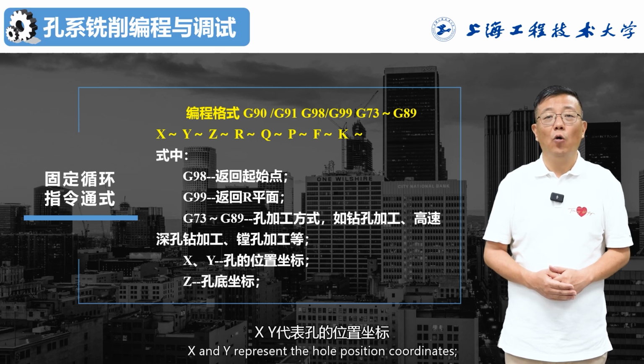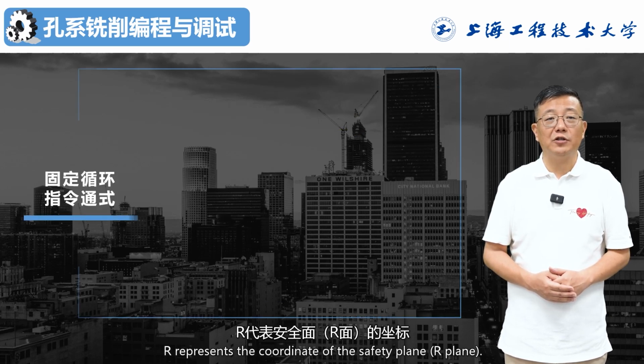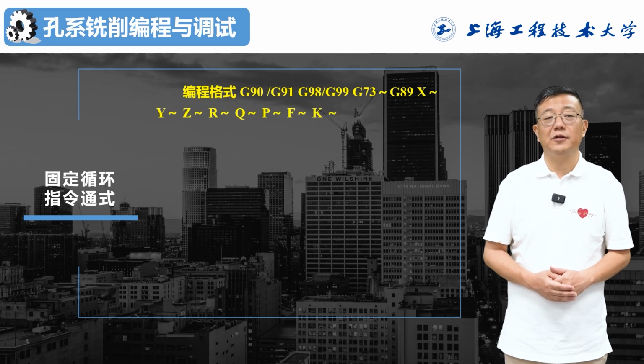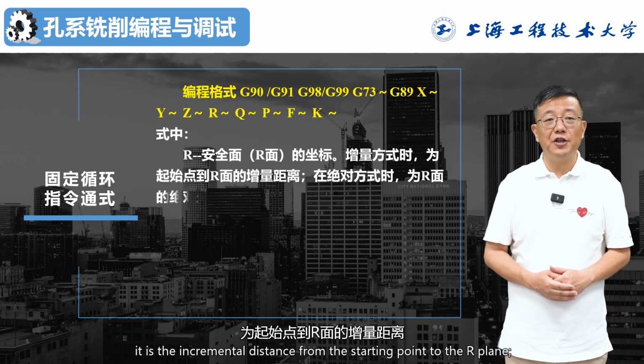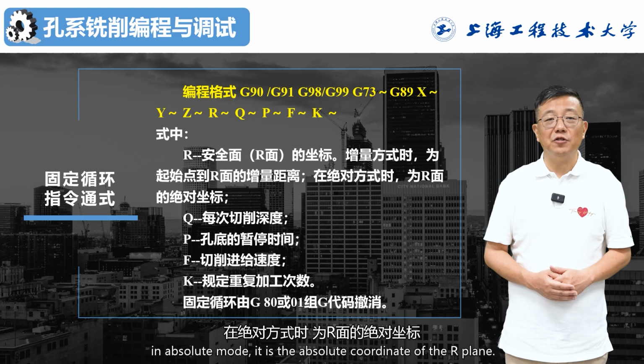X and Y represent the hole position coordinates, Z represents the hole bottom coordinate, and R represents the coordinate of the safety plane, the R plane. In incremental mode, it is the incremental distance from the starting point to the R plane. In absolute mode, it is the absolute coordinate of the R plane.